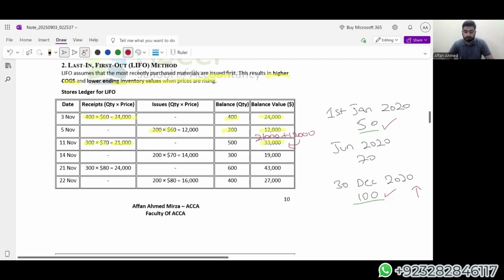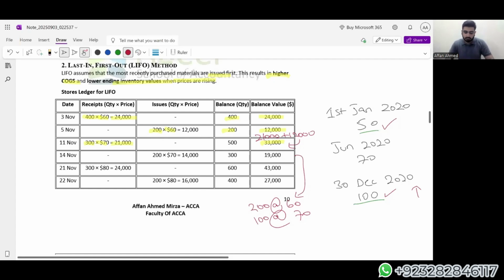Now, when we are issuing inventory, we are issuing inventory at the latest price, that is 70, and the 200 units are issued at 70. So that makes it 200 into 70 is issued. Now here we are left with 200 at the rate of 60 and 100 at the rate of 70. That makes 19,000. So 7,000 plus 12,000, 19,000 is the total that is left.